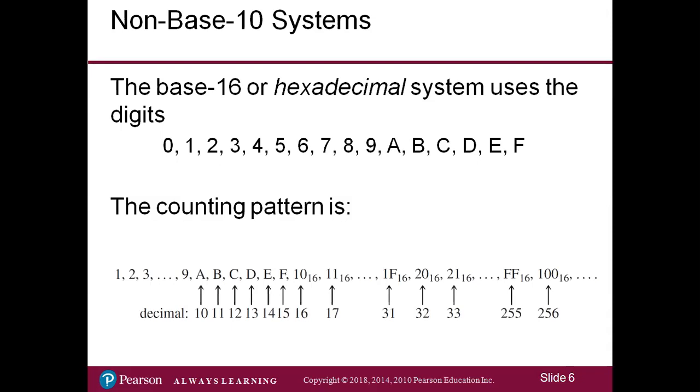So a number like 1, 0 is one group of 16, no units. A number like 1, 1 is one group of 16, 1 unit, 17. And 1F is one group of 16 plus 15 for 31. FF is 15 groups of 16 plus 15.